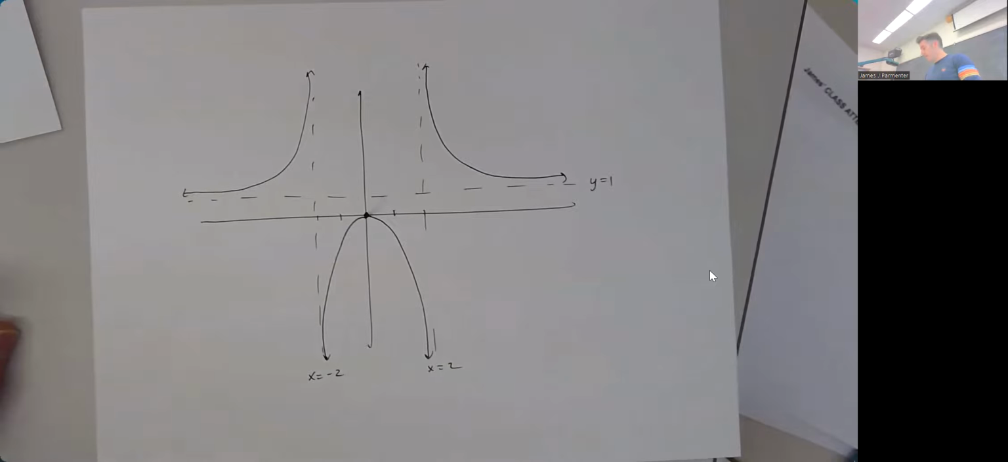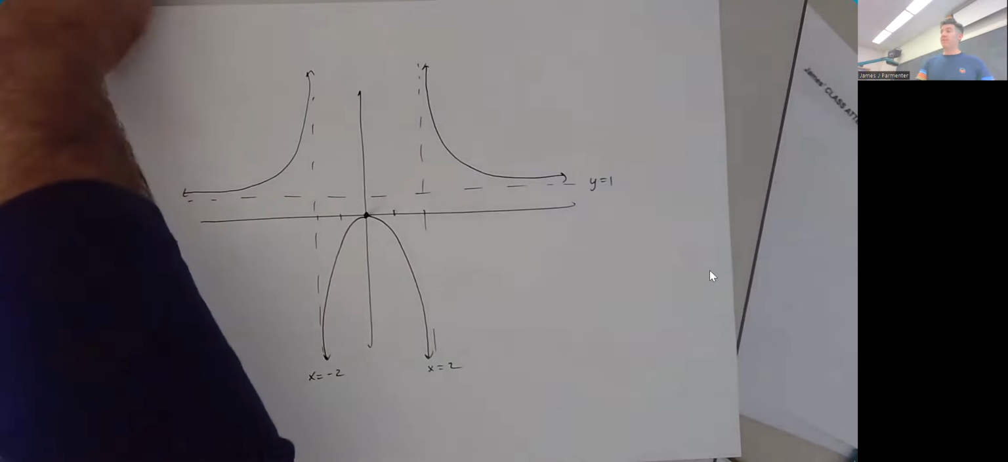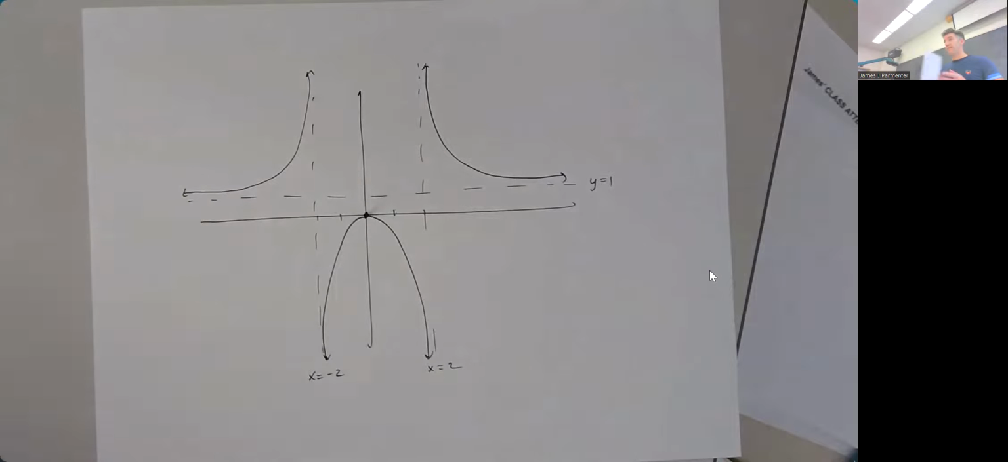I will point out this function does have symmetry. This is an even function. If you reflect it across the y-axis, it would look the same. Sometimes people like you to make note of that if you're graphing a thing.